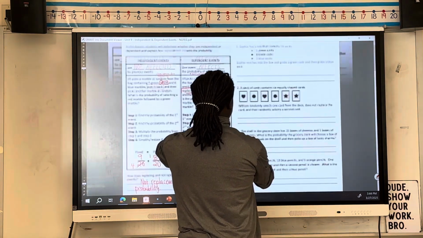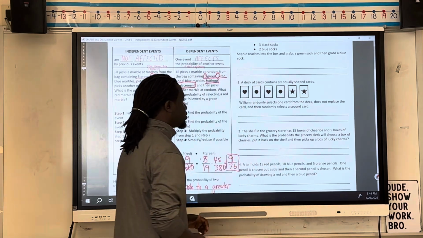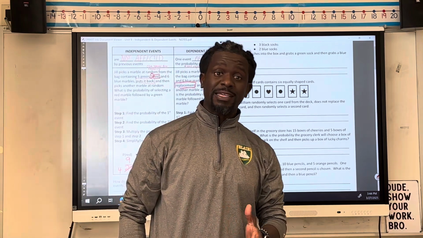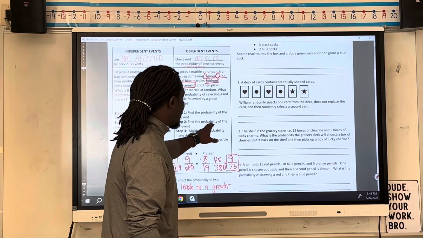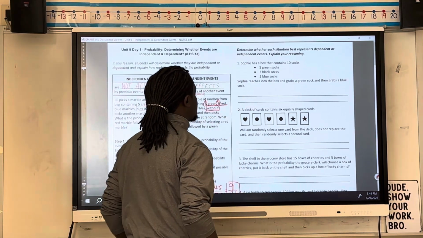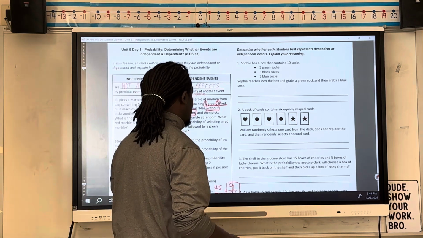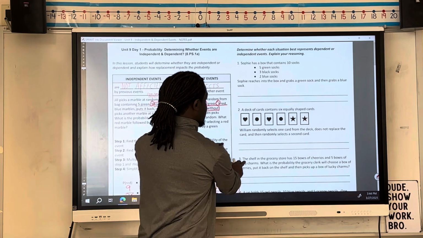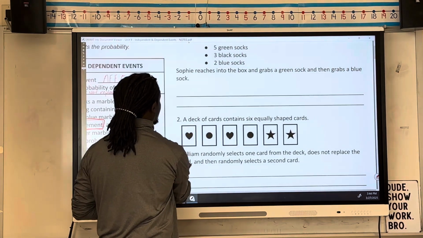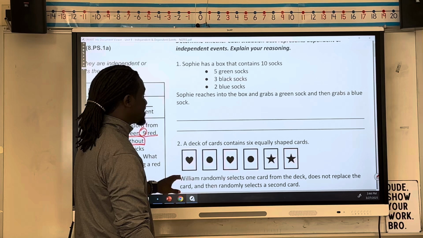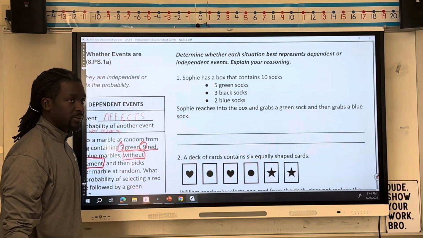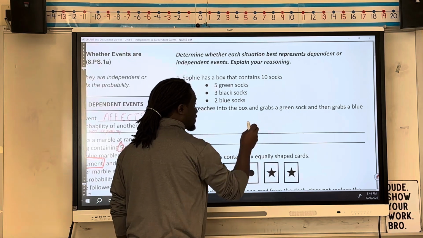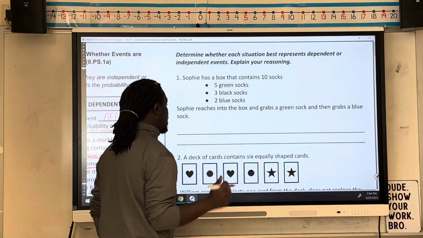For the next 4 problems, all you're going to do is read it, and then tell me, is it independent or is it dependent? Okay, so let's look at the first one. Sophie has a box that contains 10 socks. She has 5 green, 3 black, 2 blue. Sophie reaches and grabs a green sock and then grabs a blue sock. Is this independent or is this dependent? The key is it does not say that she puts it back. So she grabs a green sock and then a blue sock.